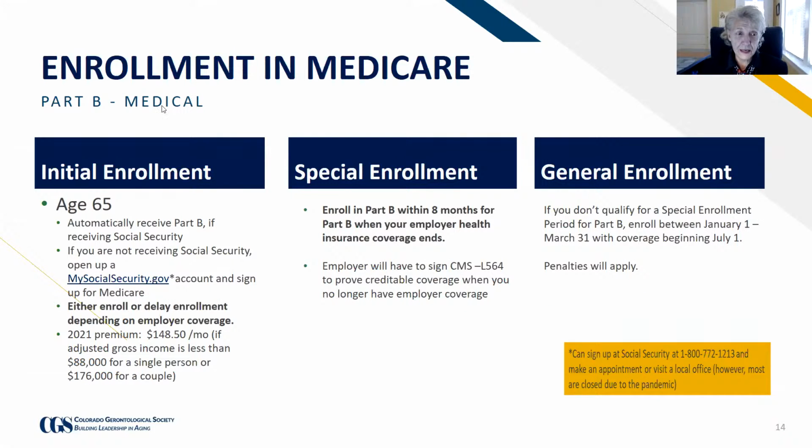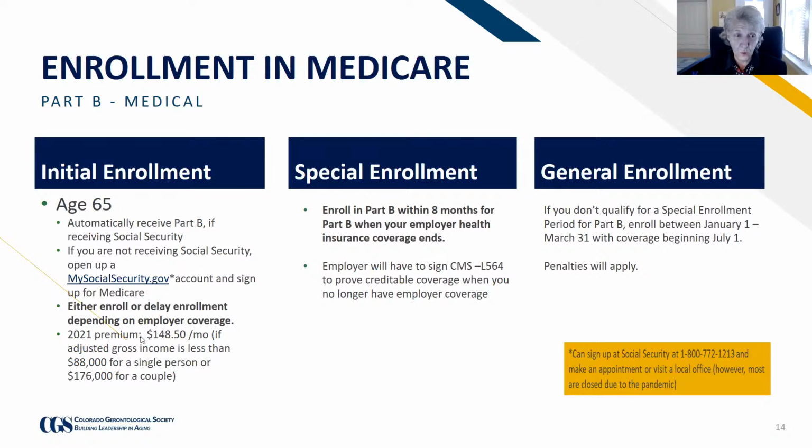Medicare Part B is very similar to Part A. So if you're already receiving Social Security, you'll automatically get Part B. If you're not, you do the same process by going to the mysocialsecurity.gov account that you created and sign up for Medicare. And then based on what your company is offering, you decide whether to enroll or delay the enrollment.